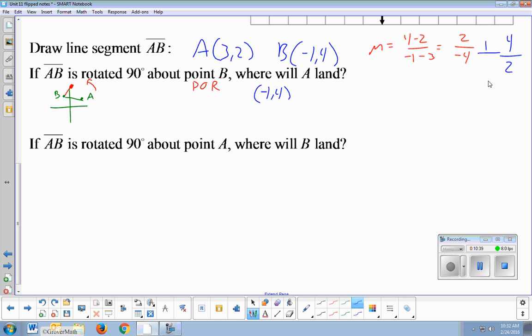And I know my perpendicular slope is 4 over 2. I need to change the y value by 4, so it's going to be a plus 4. And I need to change the x value by 2, so plus 2. And that'll give me the point 1, 8. And that's my final answer. That's where this point would be.